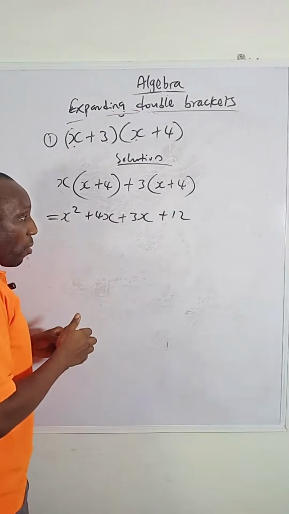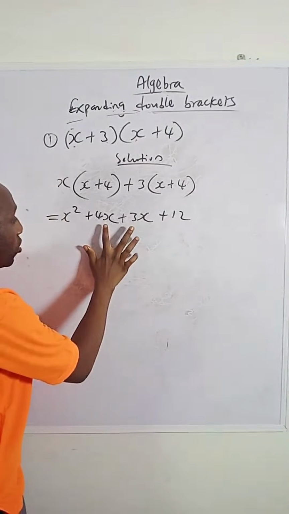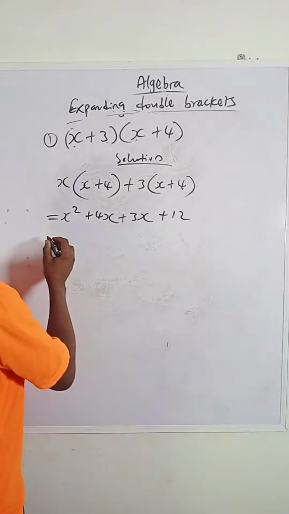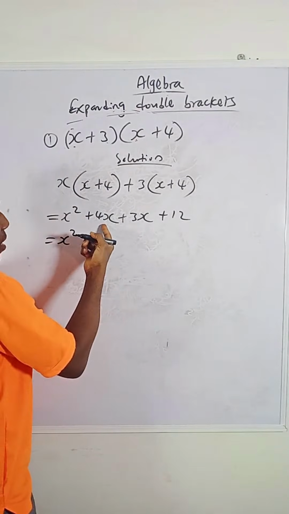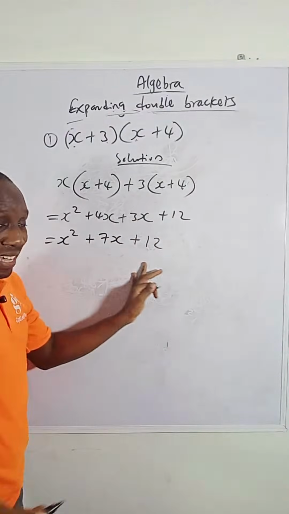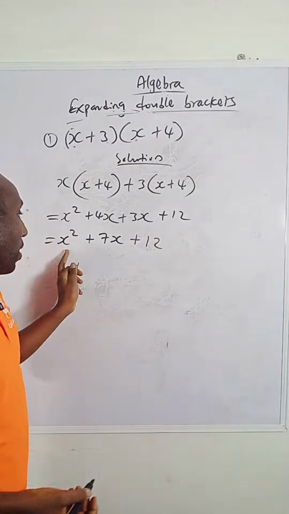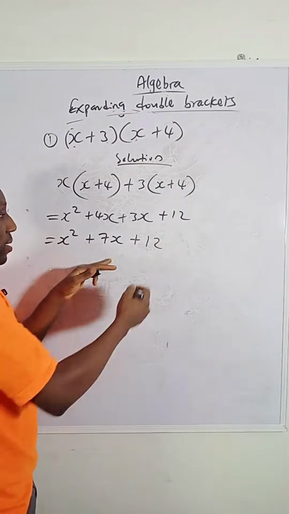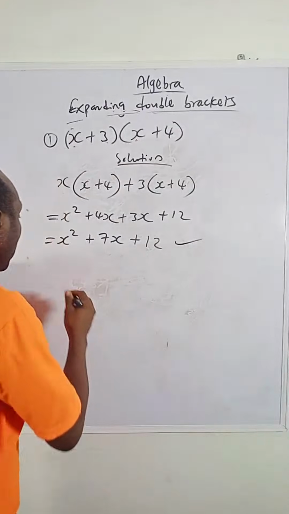Can we simplify further? Of course we can. These two terms in the middle, they are like terms. So it's going to be x squared plus 4x plus 3x is plus 7x and then plus 12. We cannot simplify any further. These are not like terms. Don't try that. Don't do that. They're not like terms, so you cannot add. And this becomes the final answer.